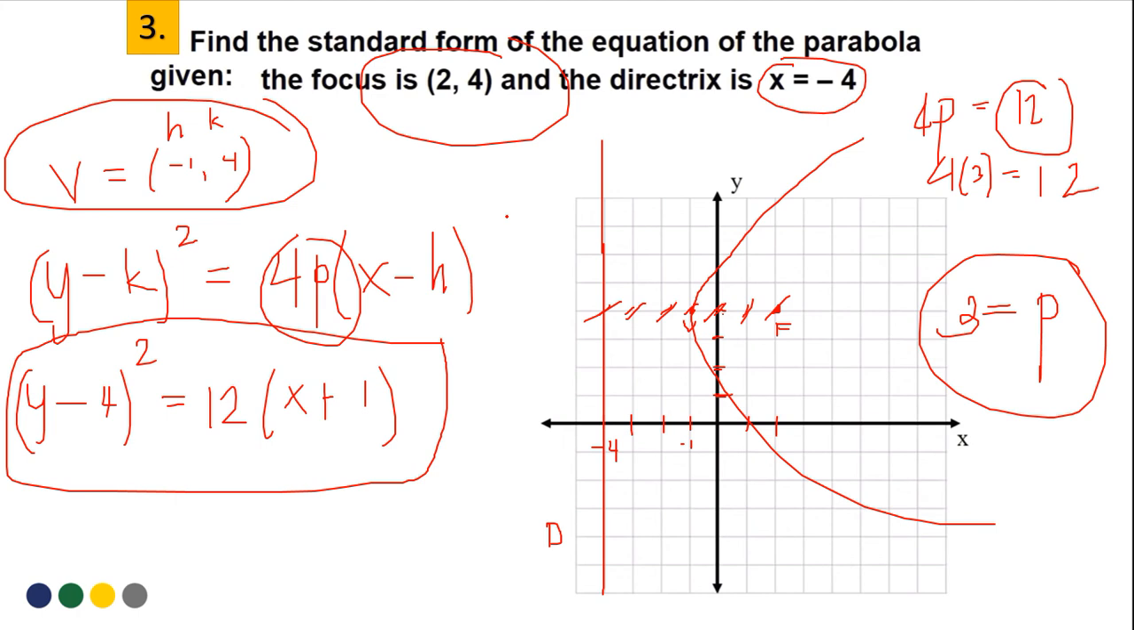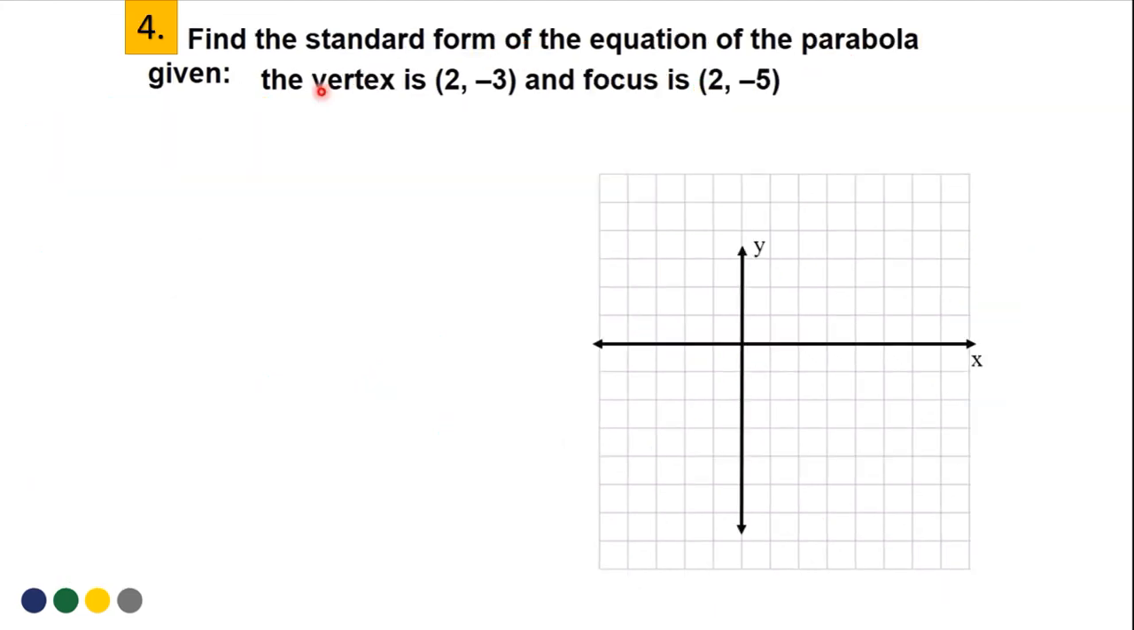Why is it the final answer? Because we're just looking for the standard form of the parabola. And that is the final answer. Positive 12, not negative, because the directrix is at the left side, meaning to say the opening is at the right, or opens to the right. I hope nagigets po.